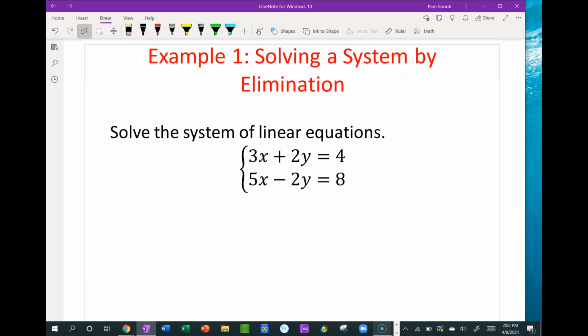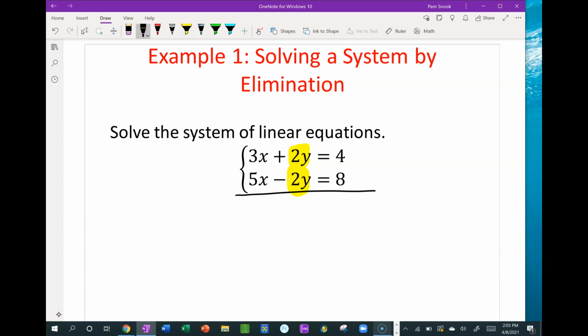Our first equation is 3x plus 2y equals 4. And our second is 5x minus 2y equals 8. So I'm going to look at the y's. I have a plus 2y and a minus 2y. So if I add these two equations together, those y's are going to drop out. So let's go ahead and do that.